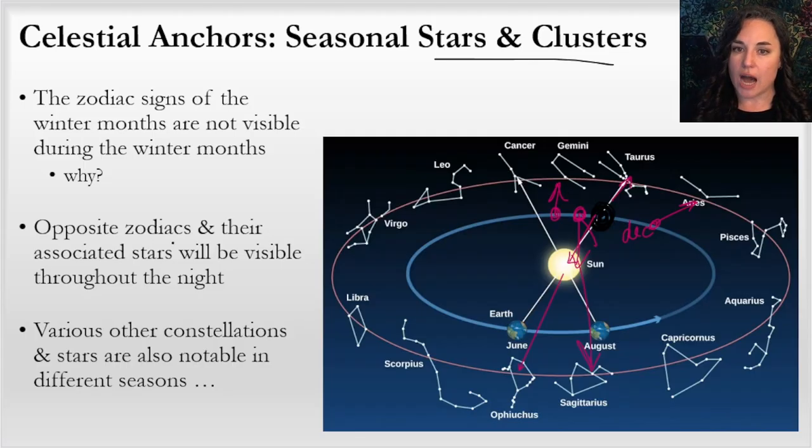So what we're seeing is the opposite zodiacs, and their associated stars will be visible throughout the night because those are the ones that are going to be facing away from the sun. And we're also going to have various other constellations and stars that are notable in different seasons. So I outlined these during this lesson. And hopefully this will give you a little bit of a tour of the sky in different seasons.